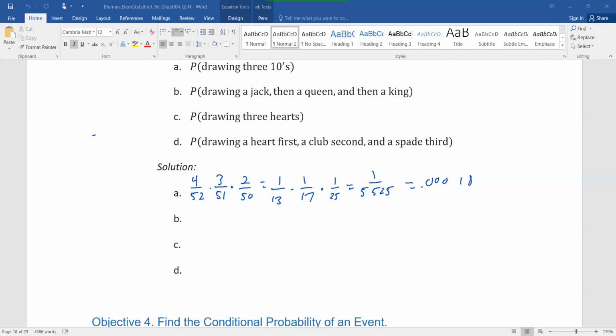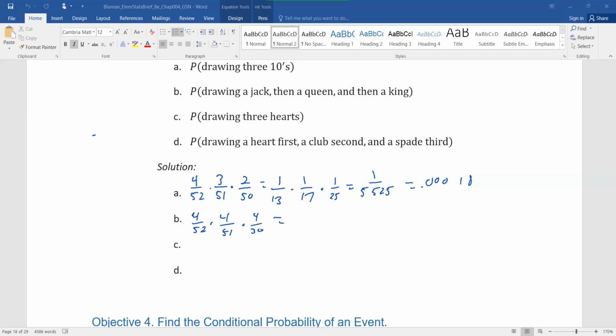Part B then says drawing a jack. What's my odds of that? 4 out of 52. Then a queen. Very good. Then a king. Very good. We're trying to go for a straight here. All right. Again, you could do all the simplification, I'm just going to straight up multiply.